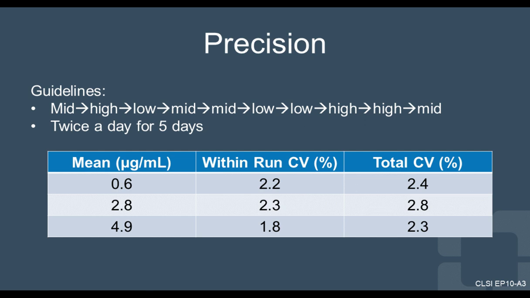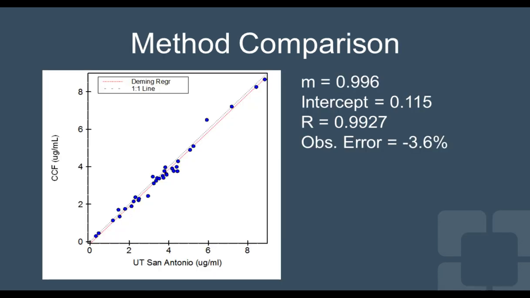Precision, we performed this CLSI experiment where mid, high, and low samples are run in this order twice a day for 5 days. There are multiple ways to perform precision, such as running your samples once a day for 20 days. The means of the 3 levels we chose are here, as well as their within run. So that's the same assay without the need of re-extraction, and then total, which is a combination of the within run and then the multiple days analysis, all having CVs less than 3%.